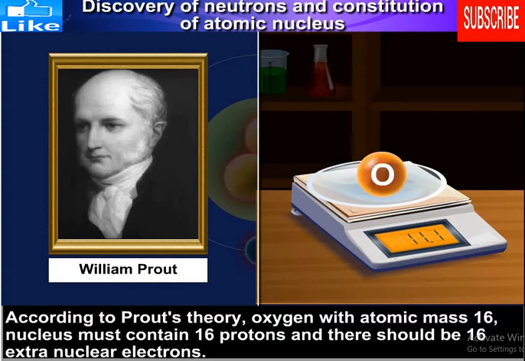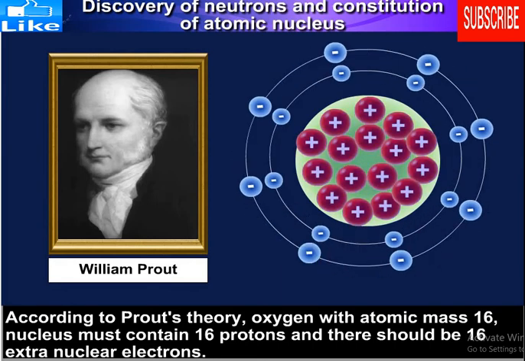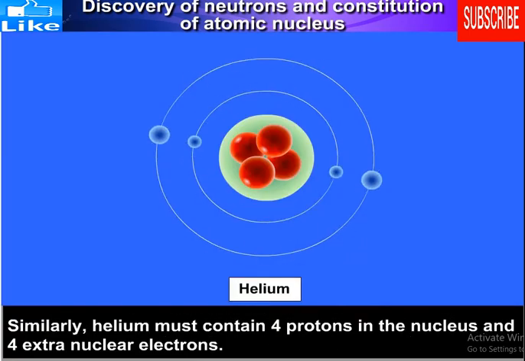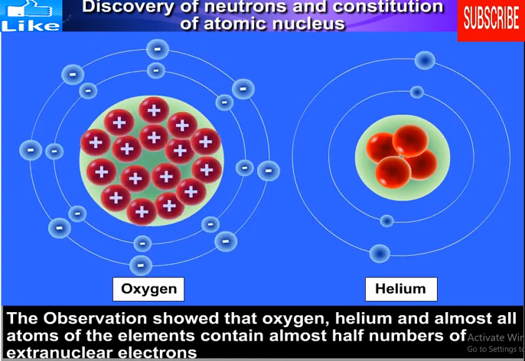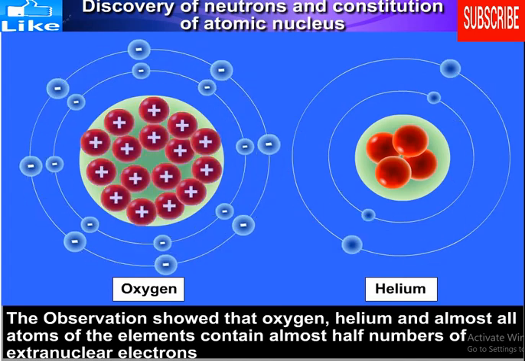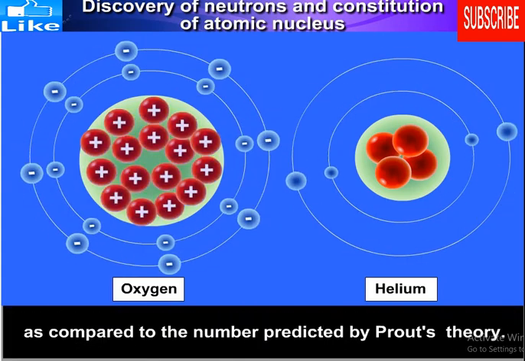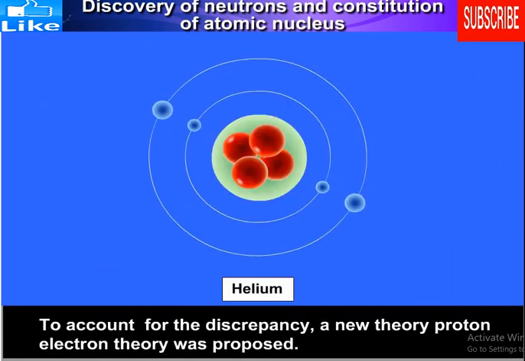According to Prout's theory, oxygen with atomic mass 16, nucleus must contain 16 protons, and there should be 16 extranuclear electrons. Similarly, helium must contain 4 protons in the nucleus and 4 extranuclear electrons. The observation showed that oxygen, helium, and almost all atoms of the elements contain almost half the number of extranuclear electrons as compared to the number predicted by Prout's theory. To account for the discrepancy, a new theory, proton-electron theory, was proposed.